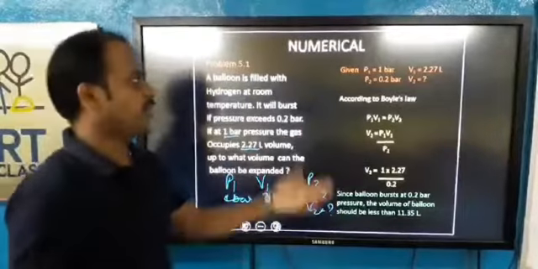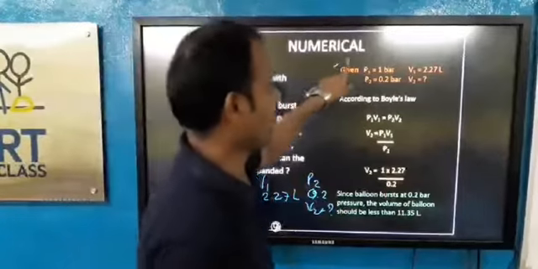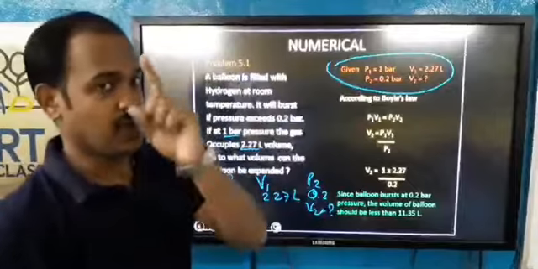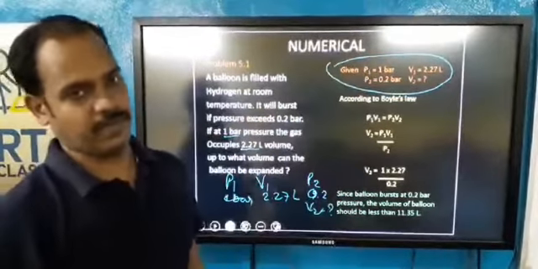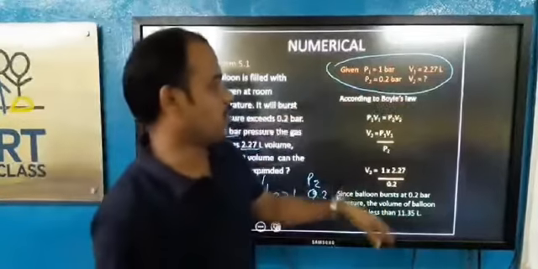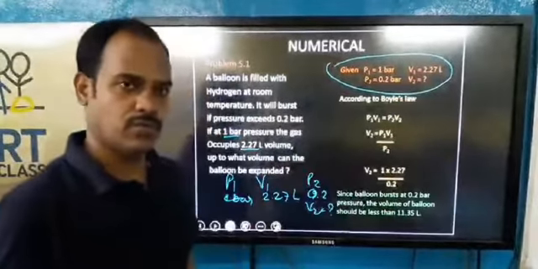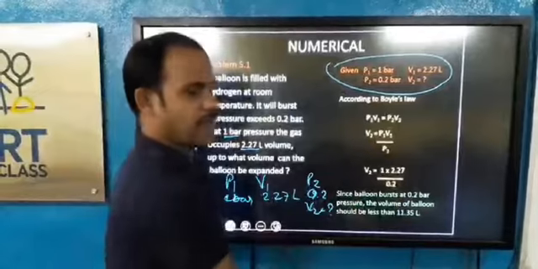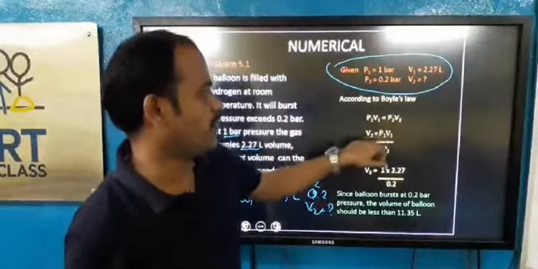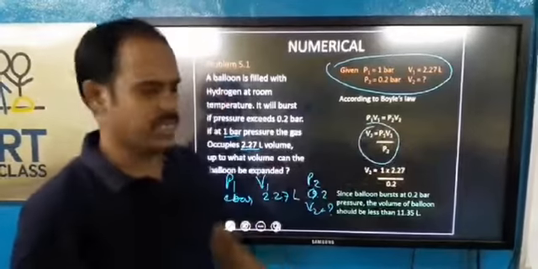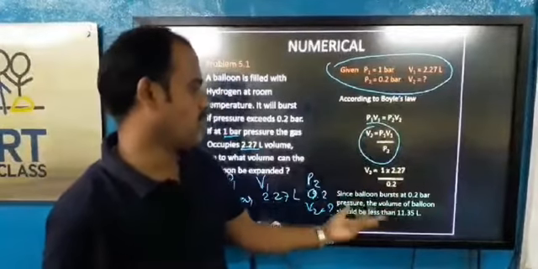So simple. Remember this thing. First you have to write the things which are given. If you are able to find the given things, then you can solve the numerical. So here, according to Boyle's law, P1 V1 equal to P2 V2. Put value of P1, V1 and P2. Here V2 is equal to P1 V1 by P2. Then put values, then solve.